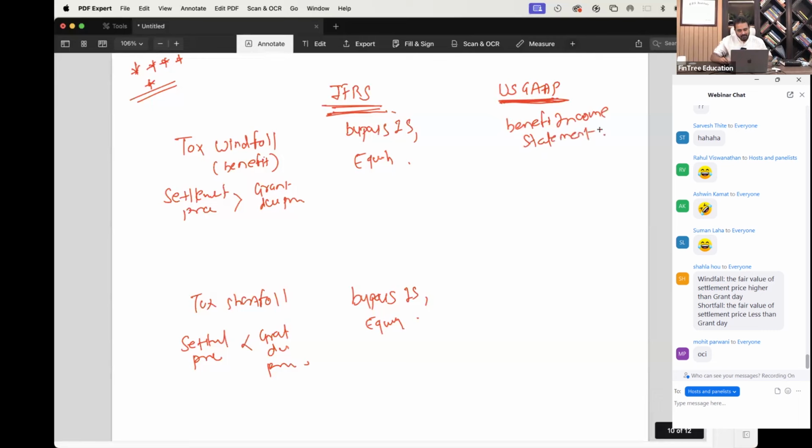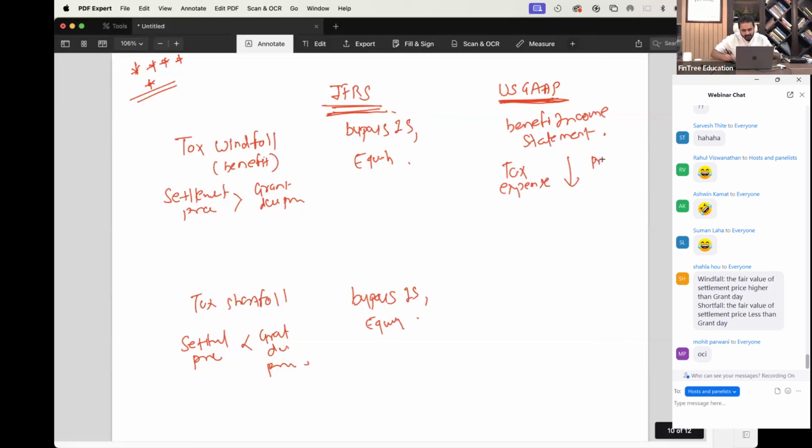How does that benefit go to the income statement? This year's tax expense will fall dramatically, because this year my expense will go up. So the amount of tax that I need to pay will go down. So my tax expense falls dramatically. At the end of the day, this year's profit will go up. This year's retained earnings will go up.